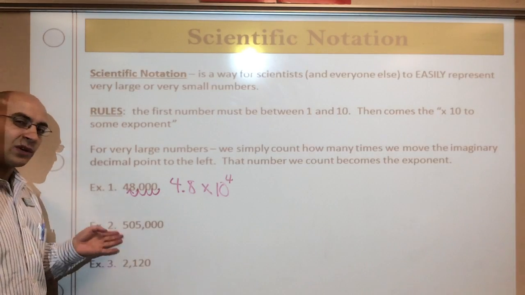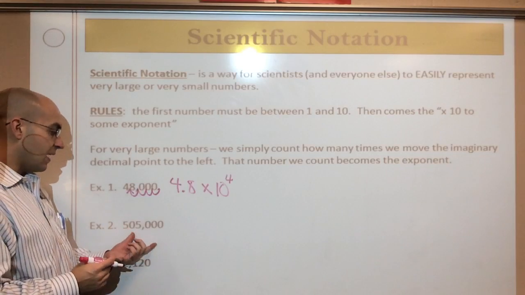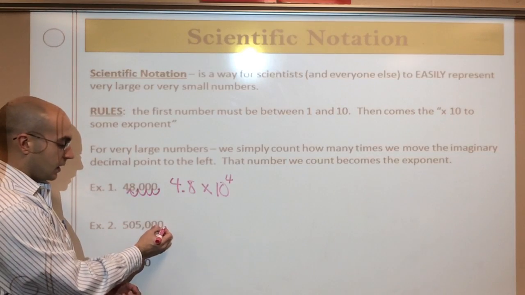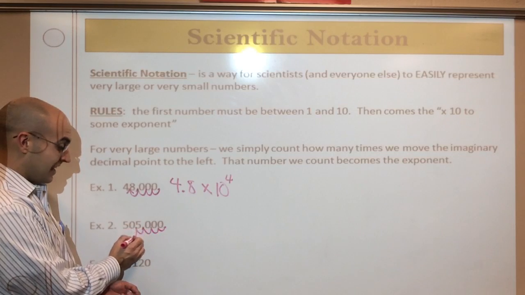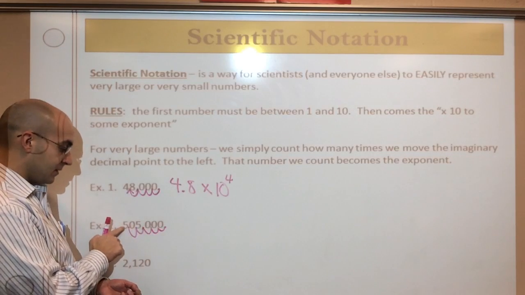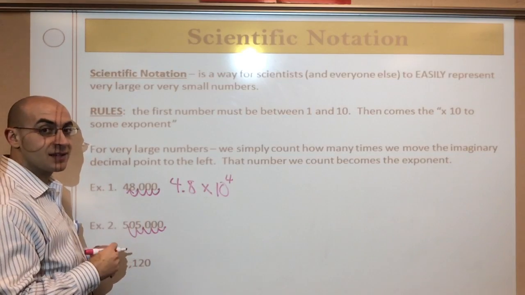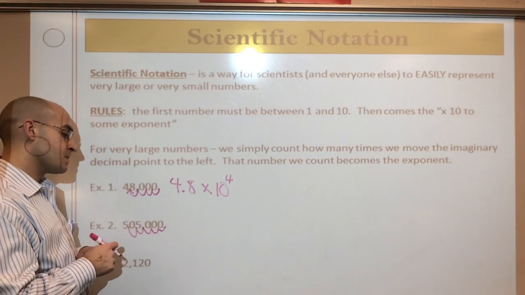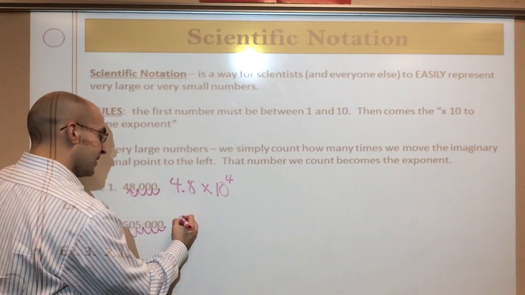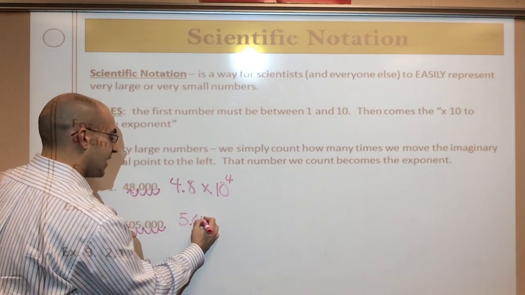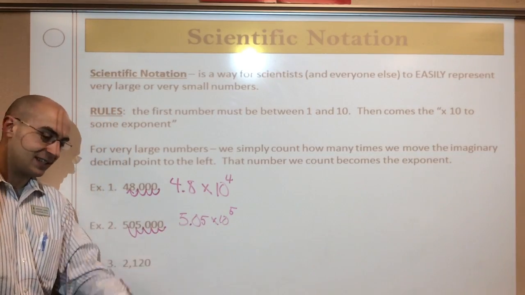I want you to try these two on your own, right? So go ahead and pause me, but we'll make this happen either way. 505,000. Decimal place here. 1, 2, 3, 4, 5 times, because I have to make this 5.05. And yes, I have to write 5.05 because that is a little bit more specific, and we need to have the specificity. So this is going to be 5.05 times 10 to the 5th power. I have to make sure I write these significant digits here.